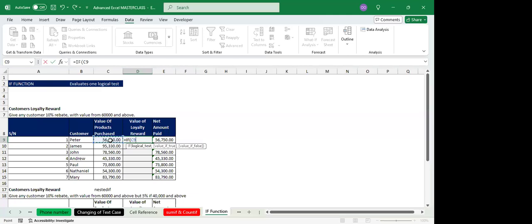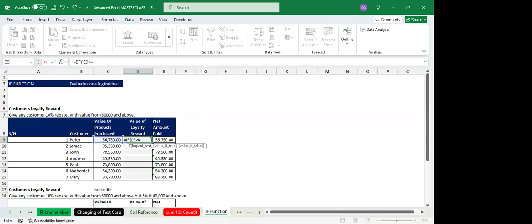I'm going to say the logical test will be Peter's value of product purchase. Is it greater than, I'm using the greater than or equals to. Look at how I've written greater than or equals to in Excel. In mathematics, there's a way you write it, you put the equals to under the greater than. But in Excel, this is how we write it: greater than or equals to, right? Your greater than is at the top of your full stop. You press shift and press full stop. That's how to write your greater than.